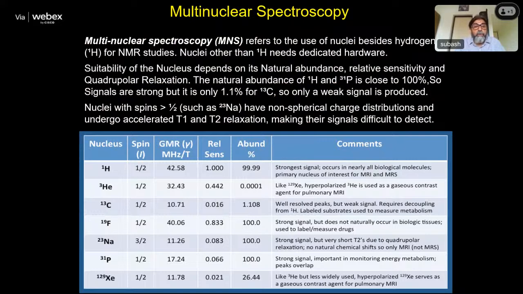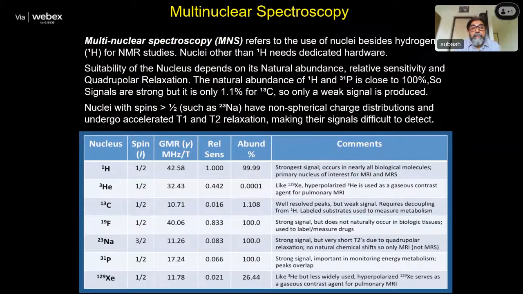And if you look at carbon-13, I told you last time, the peaks are spread over a long chemical shift scale. So they are well resolved peaks but a weak signal, and it requires decoupling from hydrogen. And all this can only be done when you label a substrate and inject the isotope to increase the concentration of the signals so that you can detect these metabolites.